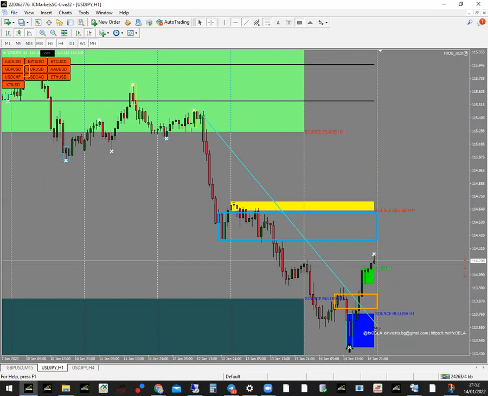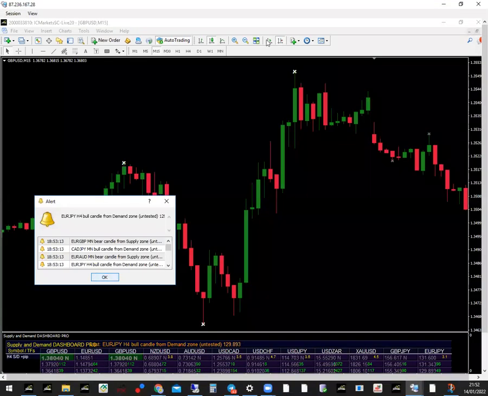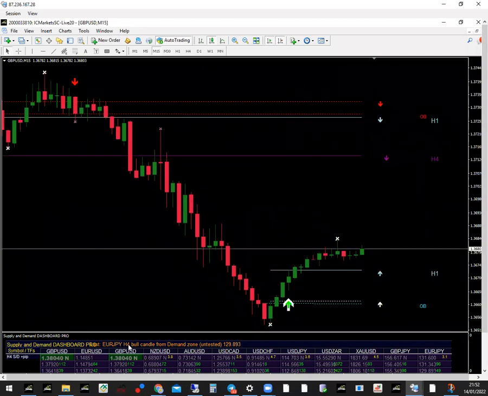So if you actually did not know or understand what the market is doing, let's say you're a novice and you're just starting out, I would just say, get your supply demand dashboard. All you've got to do is find the zones where price is getting to. Once price is getting there, set your EA, even if it's 0.02. Which EA? The market reversal alert EA.